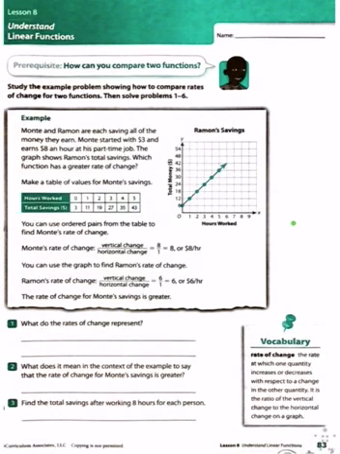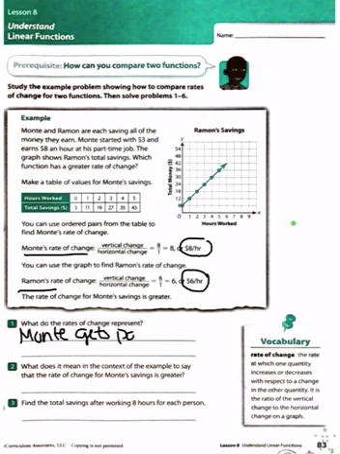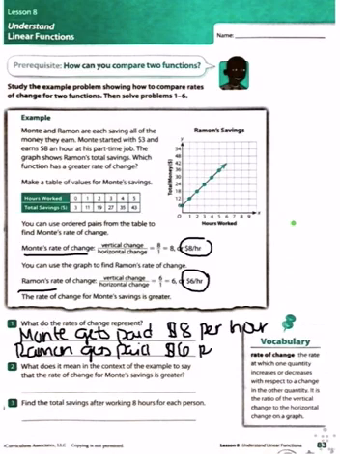Number 1, what do the rates of change represent? So for Monte's rate of change, it is $8 an hour, and Ramon's rate of change is $6 an hour. Monte gets paid $8 per hour. Ramon gets paid $6 per hour.